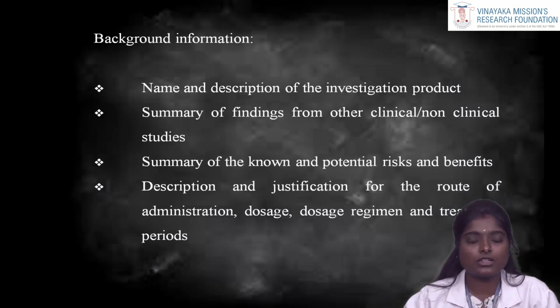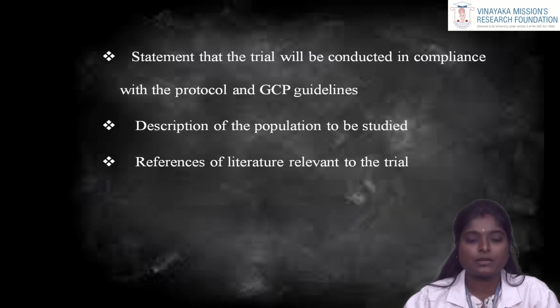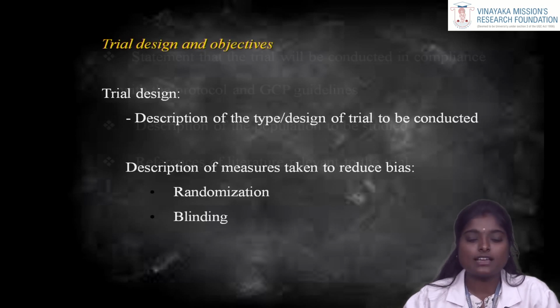And then coming to the background information: investigational product name and description, summary of findings, summary of known and potential risk and benefit, description and justification for the route of administration, dosage and treatment period. A statement that the trial will be conducted in compliance with the GCP guidelines, which is good clinical practice, a description of the population to be studied, and references of literature relevant to this trial. So trial design and objective are to be specified.